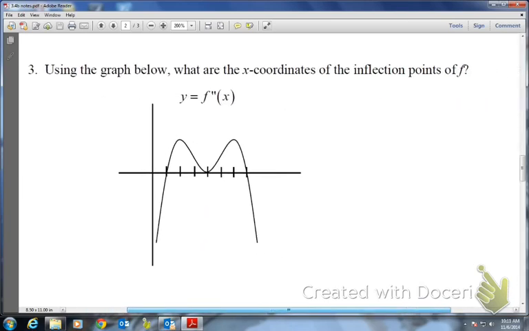This one, it might be helpful to look at that chart that we drew yesterday in our notes. So if you guys want to go ahead and look at that, that would be helpful. It says, using the graph below, what are the x coordinates of the inflection points of f? And notice that this is a graph of the second derivative. So it says y equals f double prime. So the second derivative of f. So we're looking for what are the x coordinates of the inflection points of f.